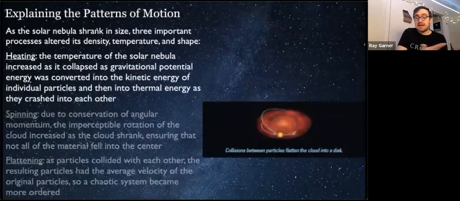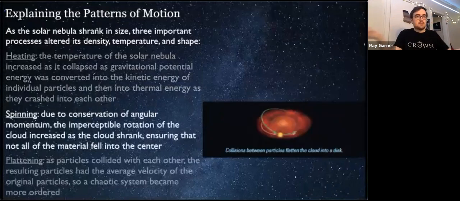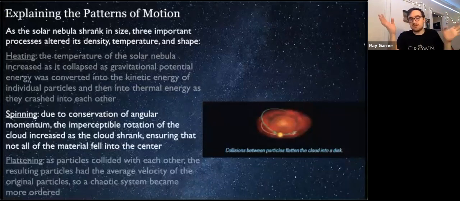The next thing is spinning. So just like an ice skater pulling in their arms as they spin, the solar nebula would rotate faster and faster as it shrank in radius. This is the conservation of angular momentum. The rotation of the overall gas cloud before it collapsed might have been imperceptibly slow, but as it collapsed, by conservation of angular momentum, as the radius shrinks, the velocity has to grow.